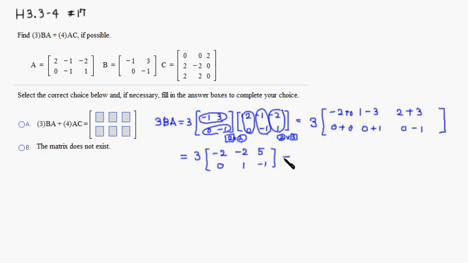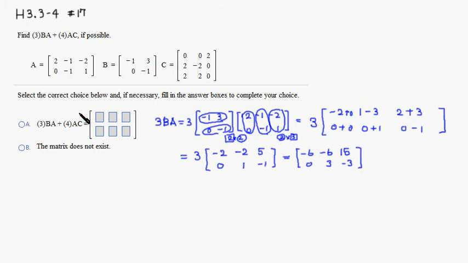Then multiply out. 3 times negative 2 is negative 6, and 3 times negative 2 is negative 6, and 3 times 5 is 15. And 3 times 0 is 0, 3 times 1 is 3, and 3 times negative 1 is negative 3. Right? So that's what you get.